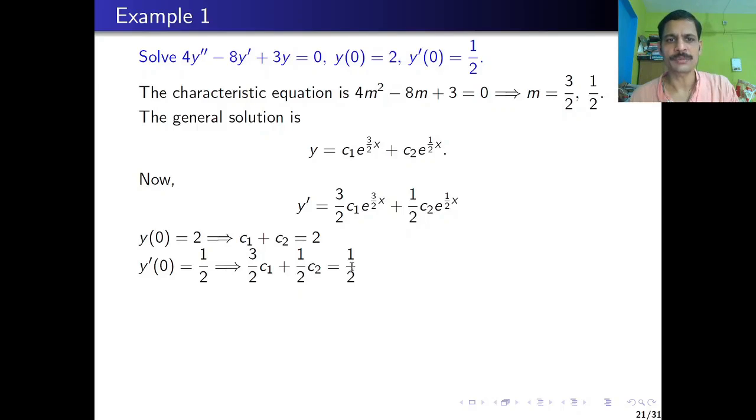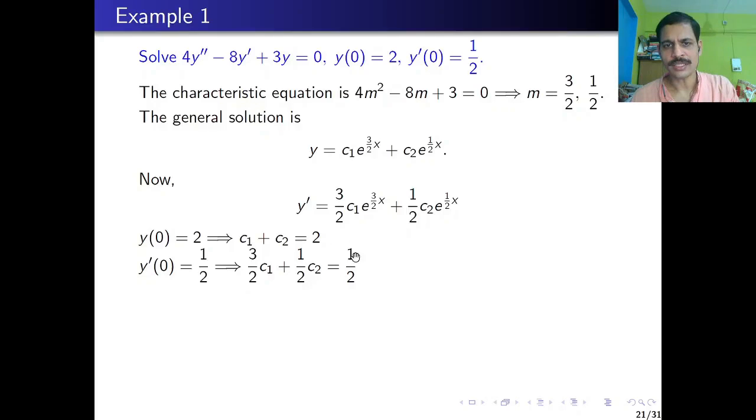So now we substitute the initial conditions in this equation. When we substitute x is equal to 0, we get y0 is equal to c1 plus c2, but y0 is given to be 2. So 2 is equal to c1 plus c2. Now in this equation, when we substitute x is equal to 0, we get y dash at 0 is equal to 3 by 2 c1 plus half c2, but y dash at 0 is given to be half. So we get half is equal to 3 by 2 c1 plus half c2.